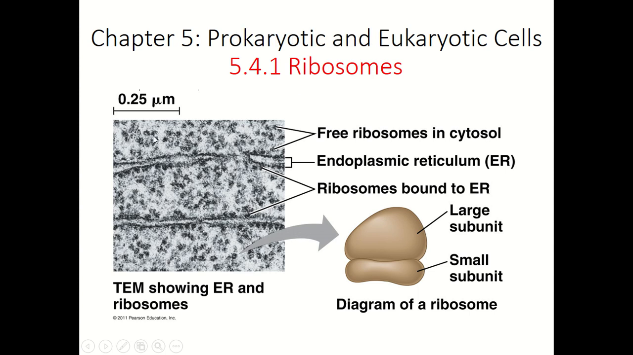So as you can see here, the free ribosome in the cytosol, and this one is the endoplasmic reticulum, and we do have a ribosome that is attached to the endoplasmic reticulum, which is known as a bound ribosome. And this is how the ribosome looks like. It has a large subunit and also a small subunit.